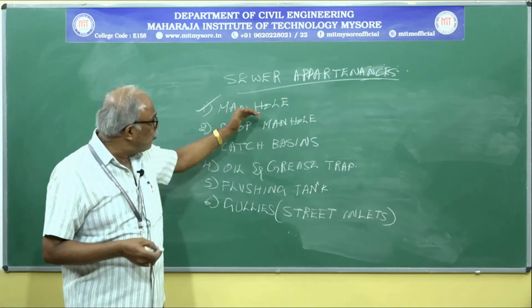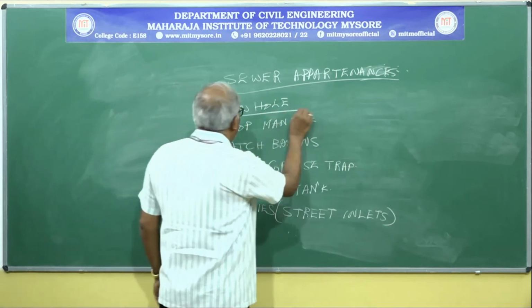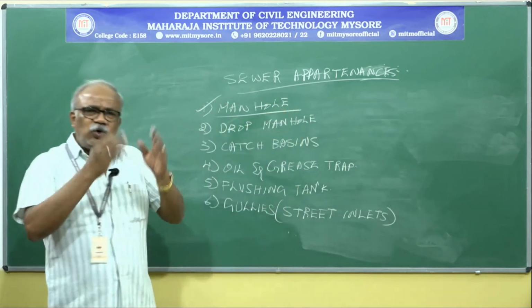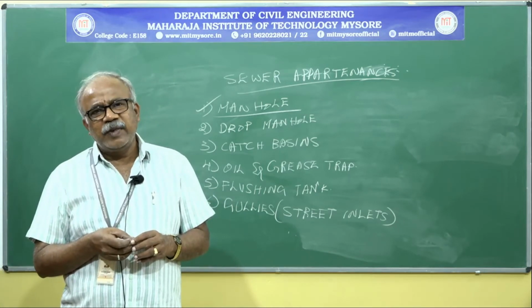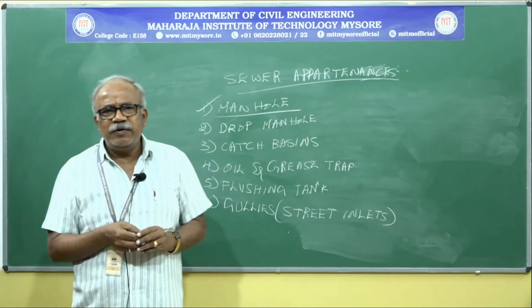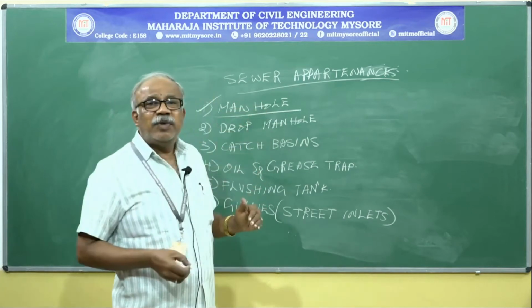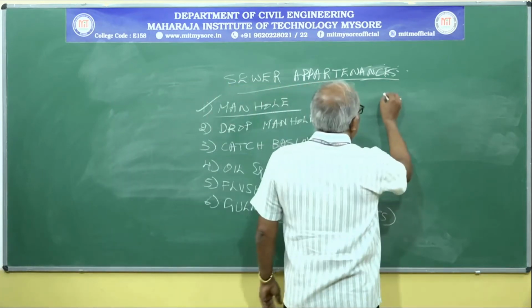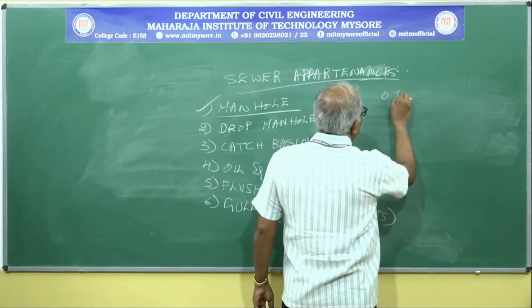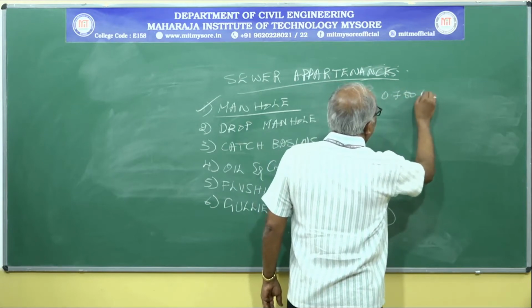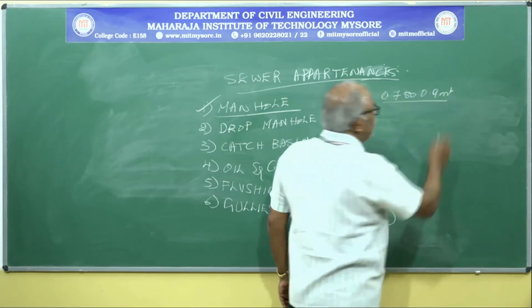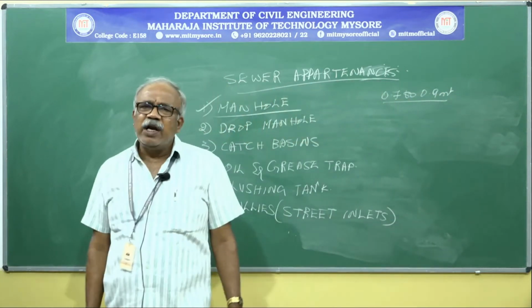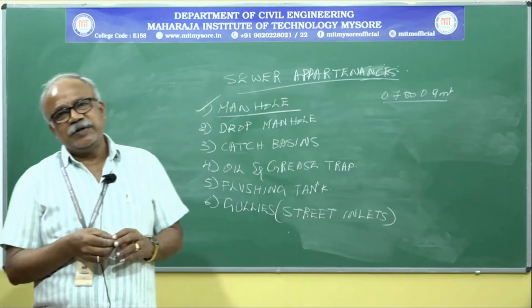There are standards for providing manholes along the sewer lines. For a branch sewer, the manhole depth may vary from 0.7 to 0.9 meter. This can be provided at a branch sewer.